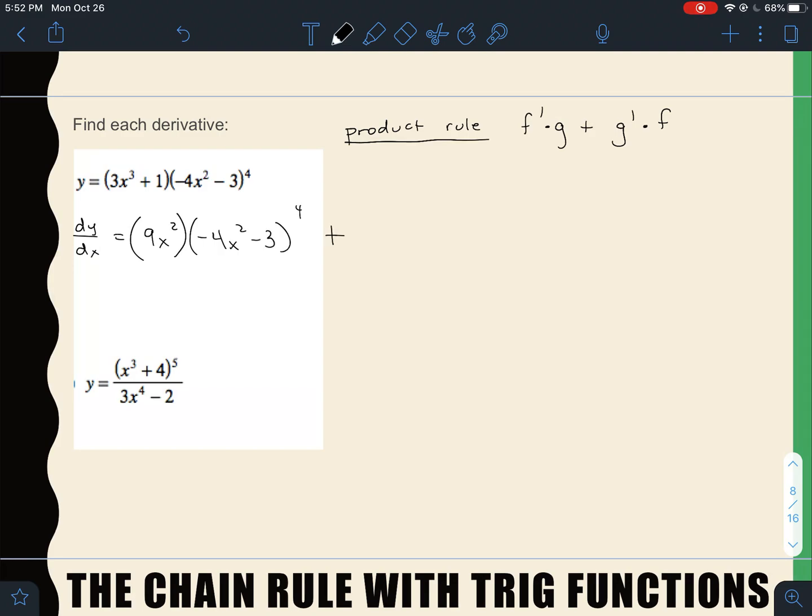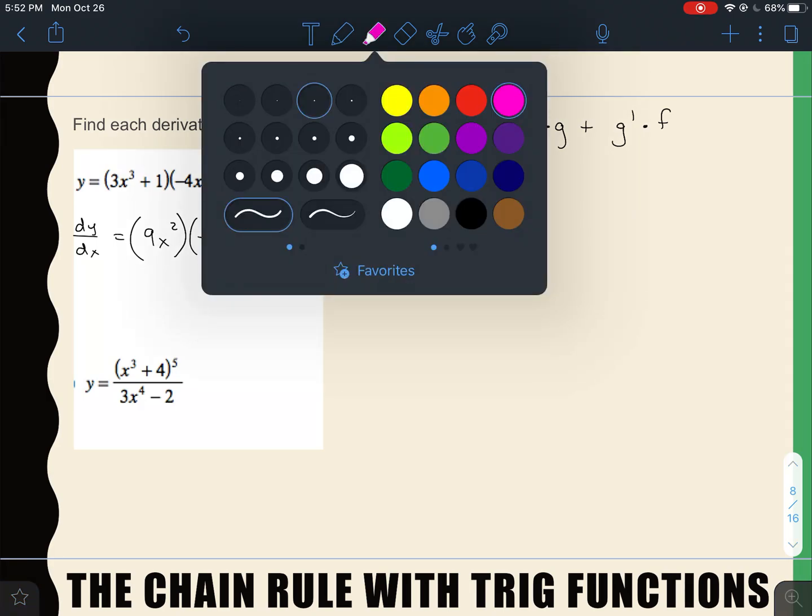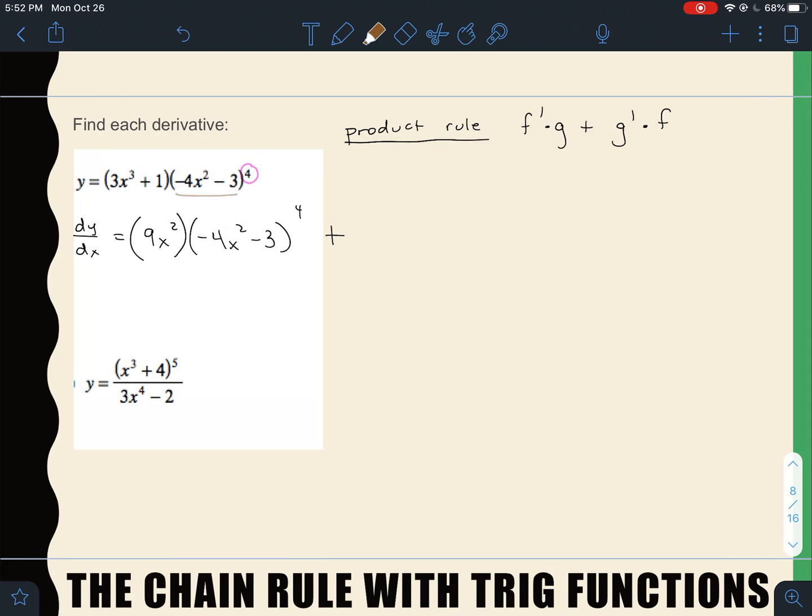Plus in the middle of product rule. And now we're going to take the derivative of the second. But if I took the derivative of the second, I'm going to have to use chain rule to take the derivative of that. So the derivative of the second would be 4. Leave the inside alone. And then raise to the 3rd power. So negative 4x squared minus 3. And then times by the derivative of the inside. The derivative of the inside is negative 8x. So this is the derivative of the second function.